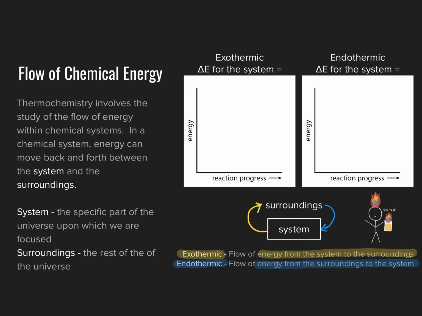Now, for an exothermic process, remember the system is going to be releasing energy into the surroundings, which means the state of internal energy of the system would be higher under the reactant conditions than it would be for the products. So we see a curve here for this reaction profile graph of an exothermic process that starts off at high energy and then goes to low energy.